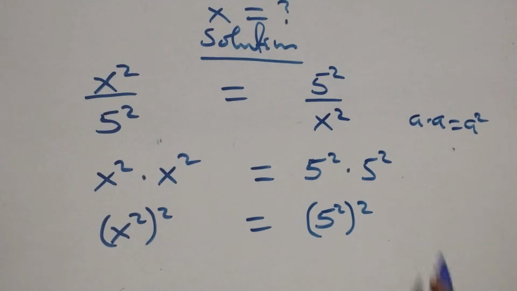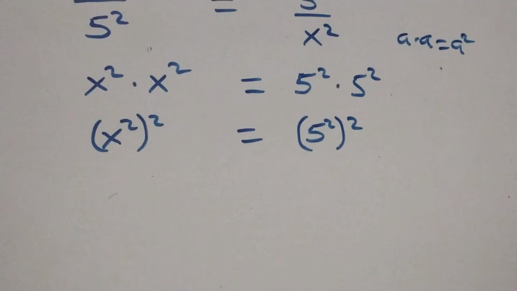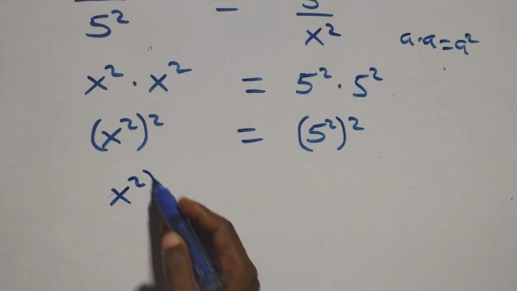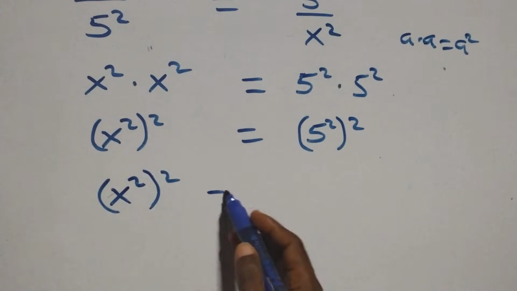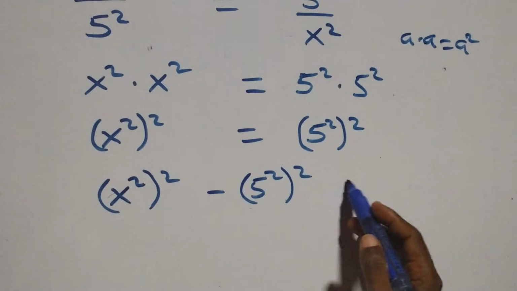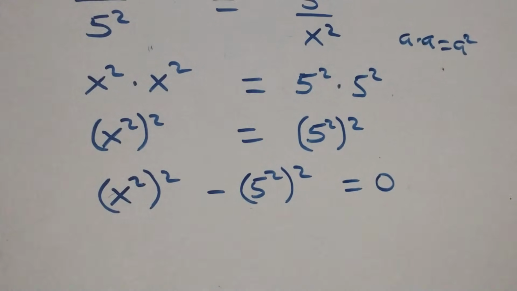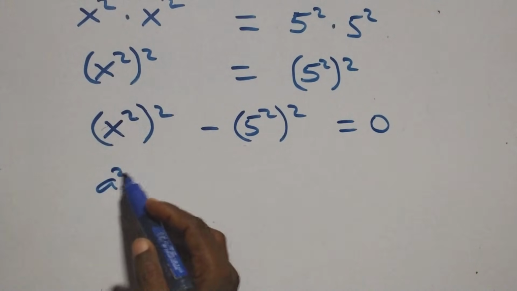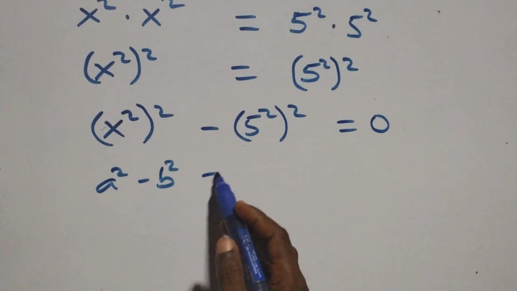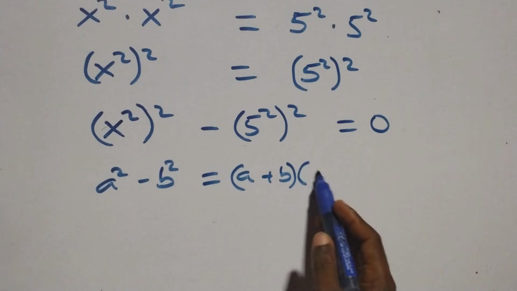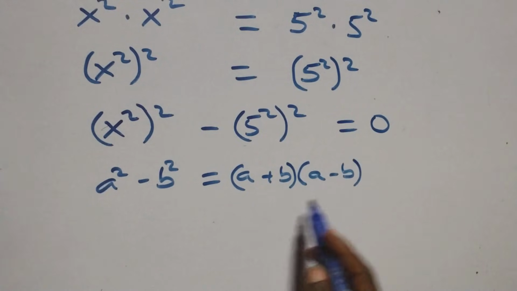Then from here, take the right hand side to the left hand side and we have x squared, all squared, minus 5 squared, all squared, equals to 0. Then this follows when we have a squared minus b squared, which is the same thing as a plus b into brackets, open brackets, a minus b.